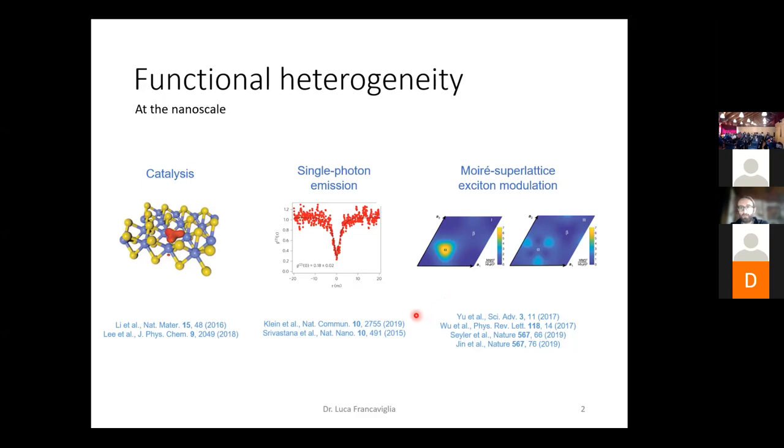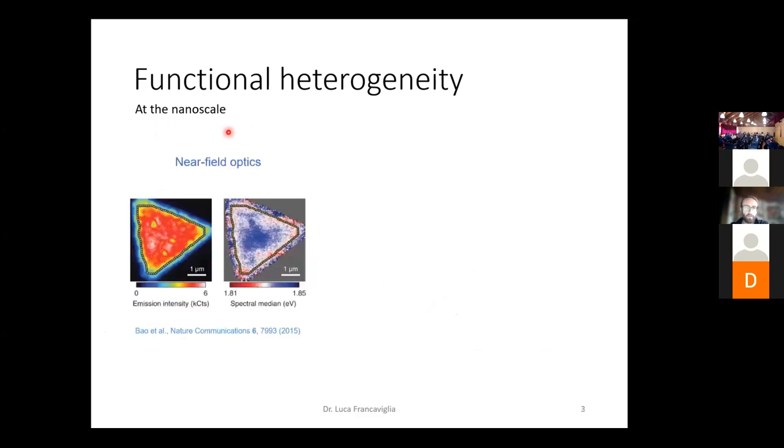What's really important to understand in both cases is that this kind of heterogeneity happens at the nanoscale. So it is also important to have the right tools to map this heterogeneity with the right spatial resolution. A very common example is near-field optics, where you can use a tiny, nanoscale probe to map different forms of changes in brightness or shift in the emission from a specific device.